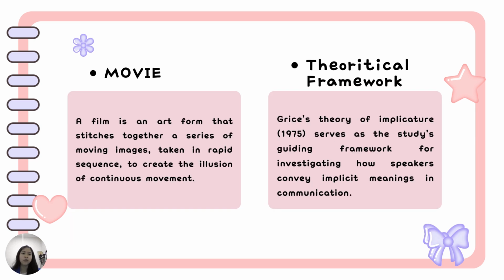For a movie, a film is an art form that stitches together a series of moving images taken in rapid sequence to create the illusion of continuous movement. And for the theoretical framework, this theory of implicature serves as a guiding framework for investigating how speakers convey implicit meaning in communication.